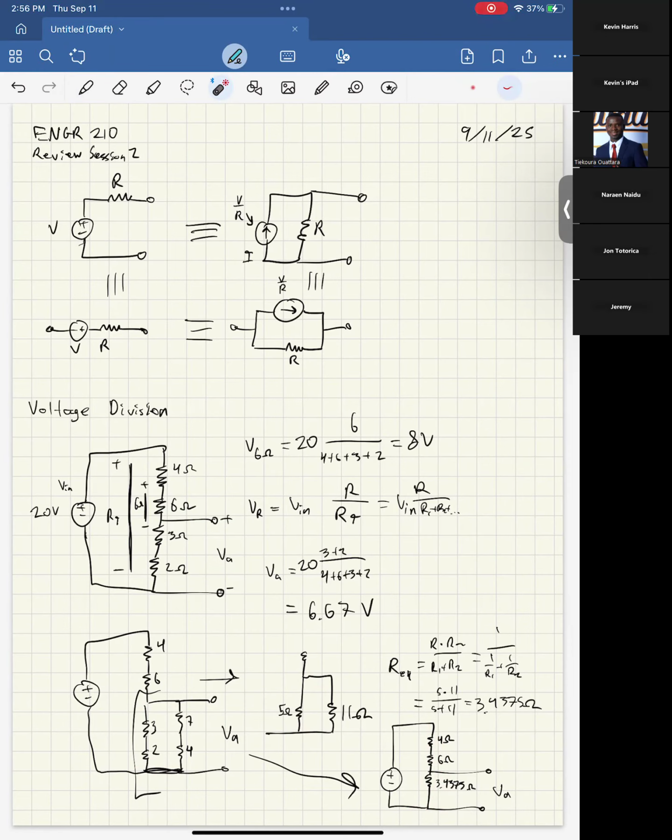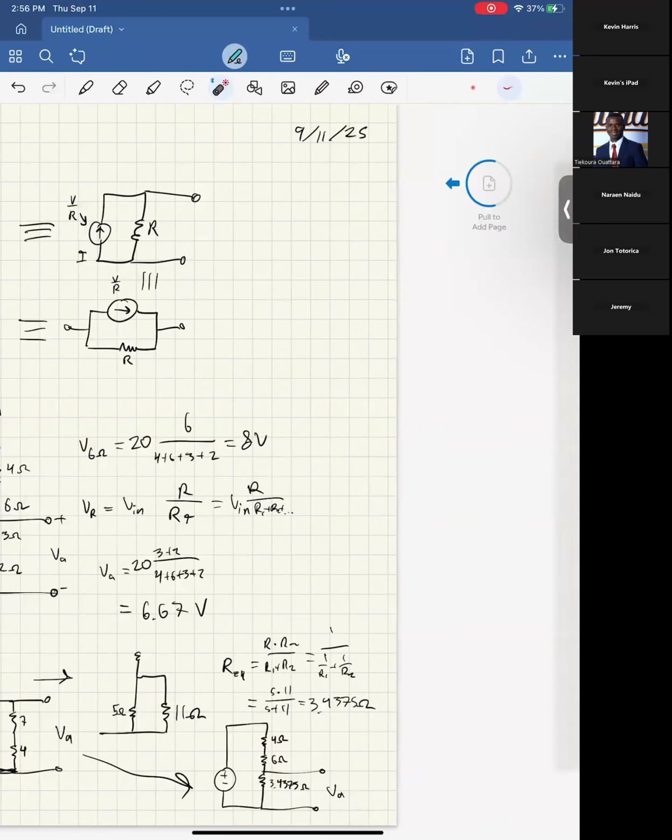So the answer to your question then is just if there's other branches, you have to combine them until you get something in series. Yeah.